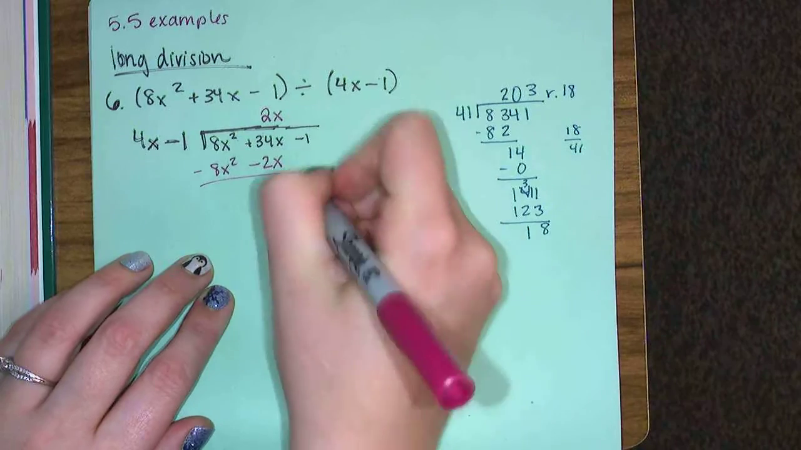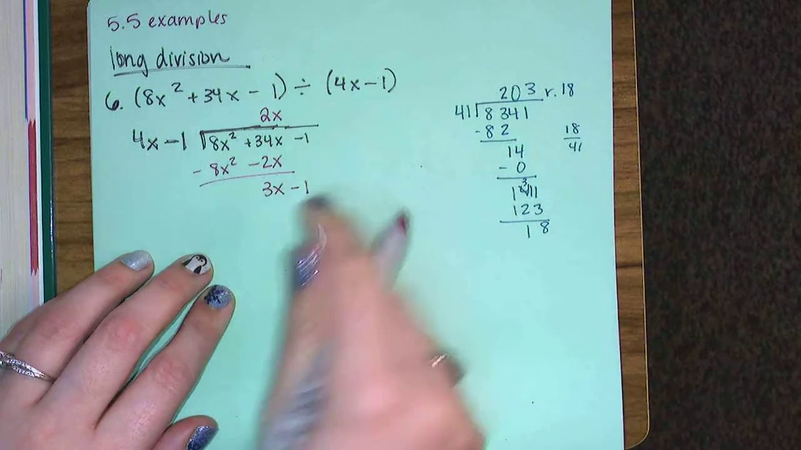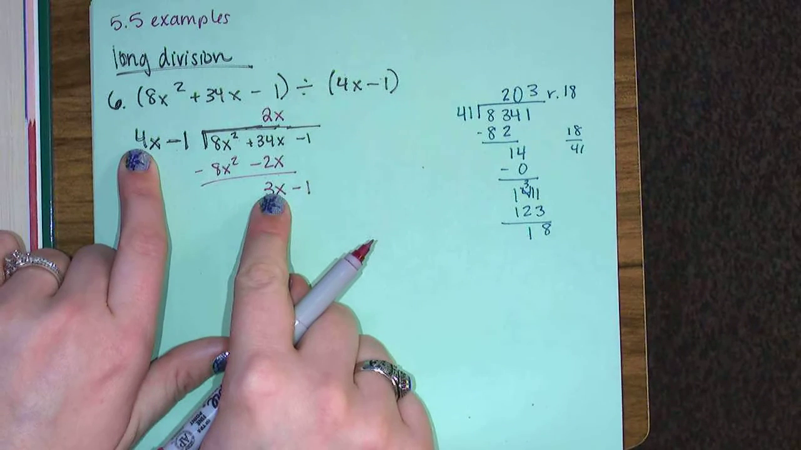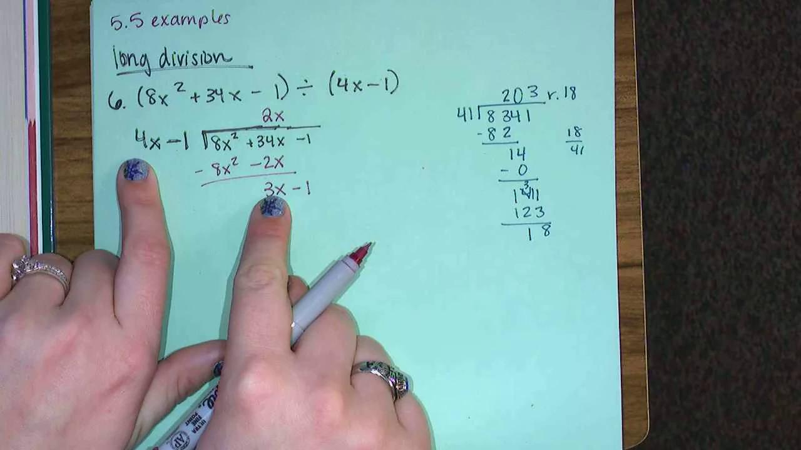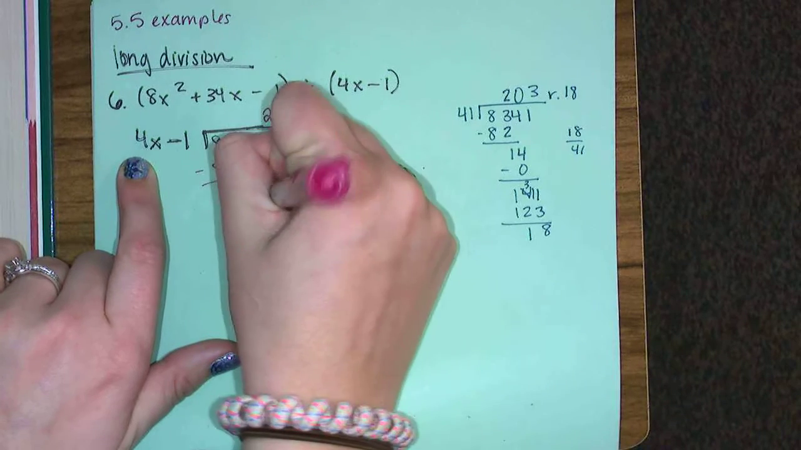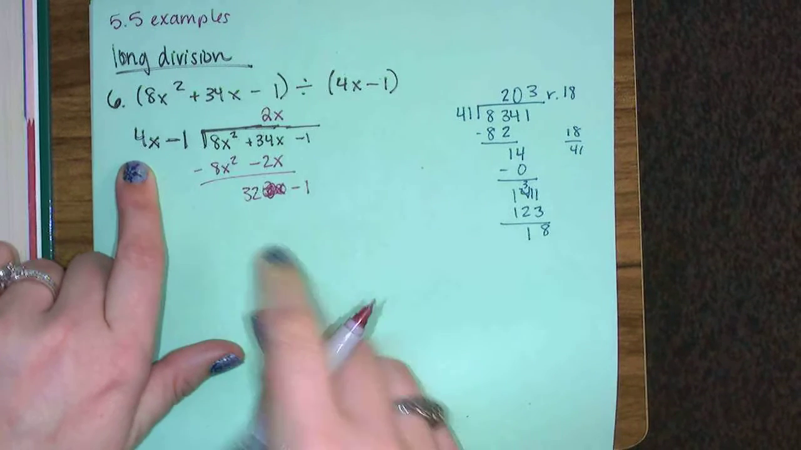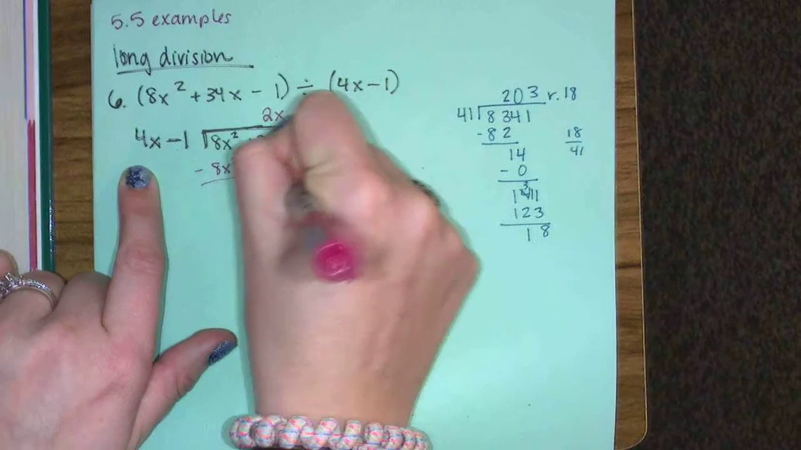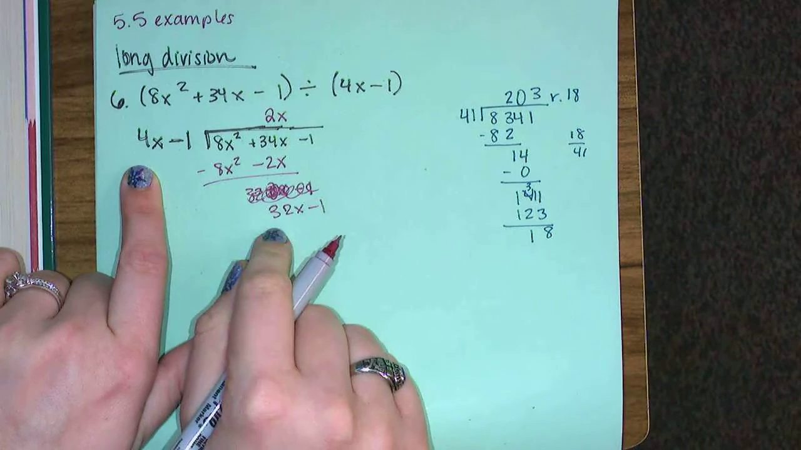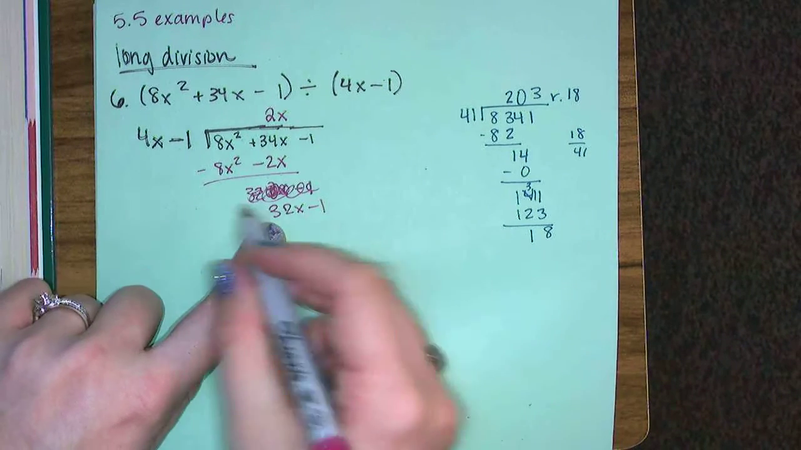Now I'm bringing down this 1, so minus 1. So then the thing is, is there anything I can multiply by to give me 32x? Yes, thank you. I was like, something's not right here. Hold on, let me just rewrite this. 32x minus 1. Yeah, so it's just going to be 8.